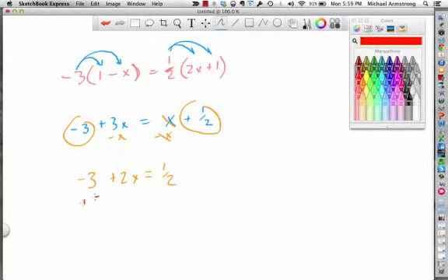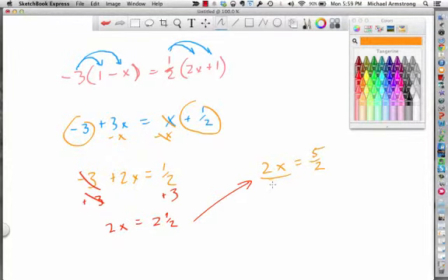Now I'm going to add 3 to that, and I'm going to add 3 to that. Negative 3 plus 3 is 0, so we get 2x. Positive 2x just as 2x. And 1/2 plus 3 ends up being 2 and 1/2. And that works for me, although it looks like we're going to have to change that to an improper fraction. They never make it easy for us, do they? 2x is equal to 5/2. And then we're going to divide both sides by 2.